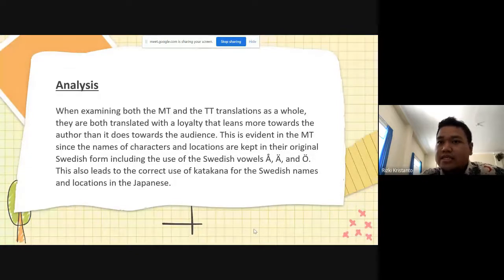And the analysis is: when examining both the mediating text and the target text translations as a whole, they are both translated with a loyalty that leans more towards the author than it does towards the audience. And it is evident in the mediating text, since the names of the characters and locations are kept in the original Swedish, including the use of Swedish vowels.